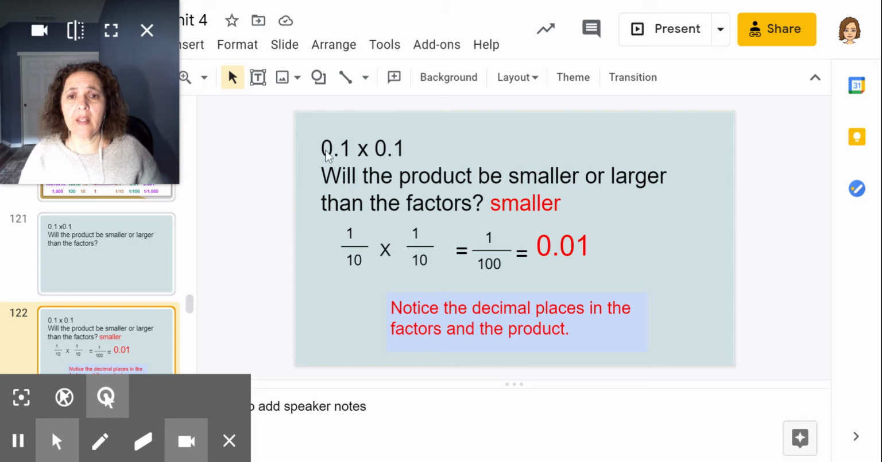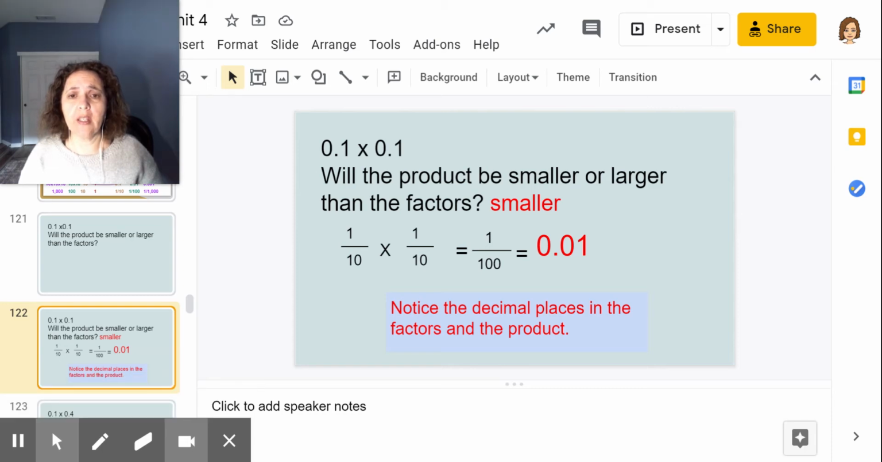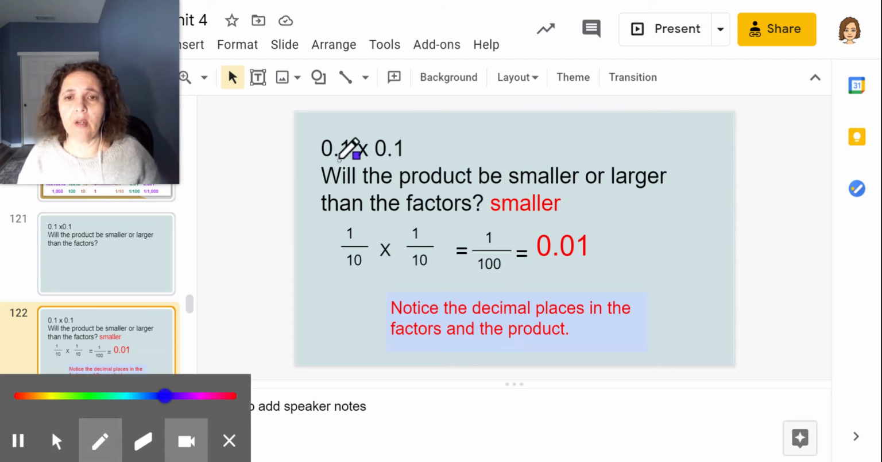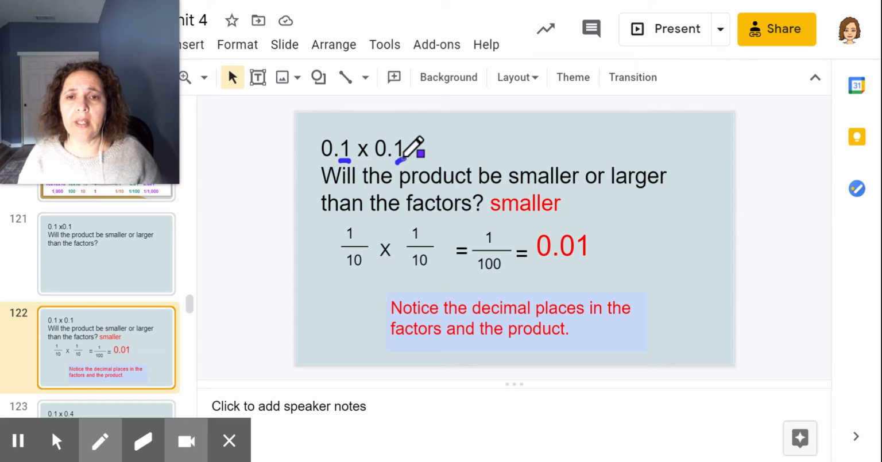So if you said smaller, you were correct, right? Because 1/10 can also be written in fraction form as 1/10. How do we multiply fractions? Numerator times numerator, 1 times 1 is 1, denominator times denominator, 10 times 10 is 100, 1/100, which is the same thing as 0.01. So notice the decimal places. I have 1 decimal place, 1 decimal place. How many decimal places in the product? 1, 2. Be thinking about that because there is a key to all of this, okay?